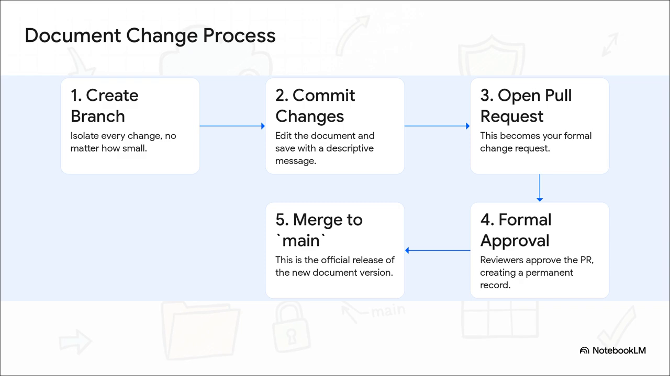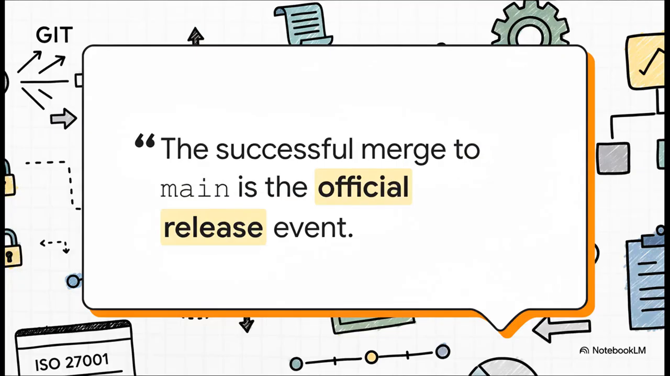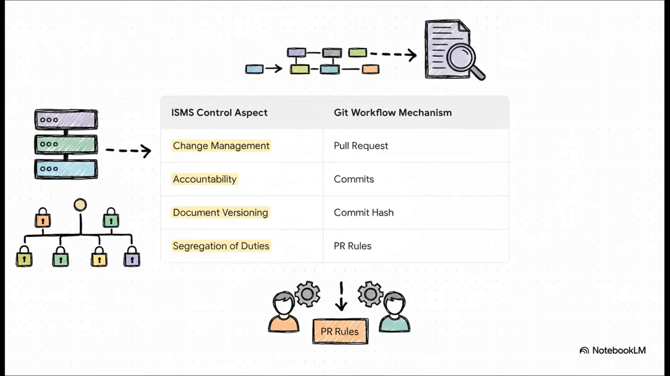Then, once it's approved, you merge to main. And that's really the punchline of this whole workflow. That merge isn't just a technical step. That is the official publication. It's the release event. It means the main branch always represents the current, approved, and compliant version of your documentation. Simple as that.